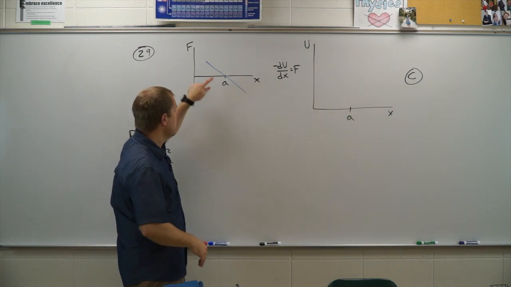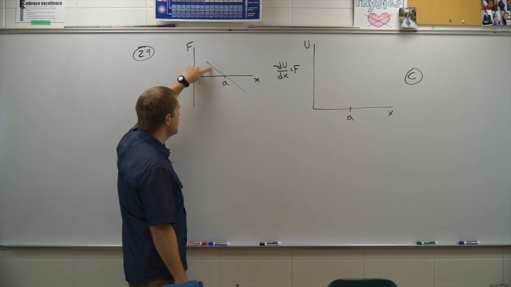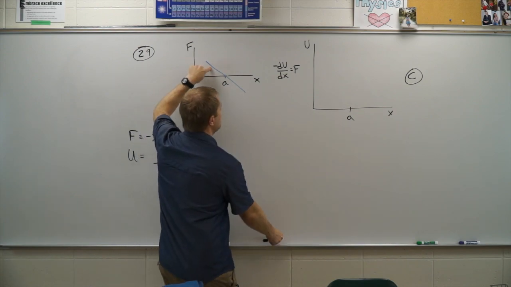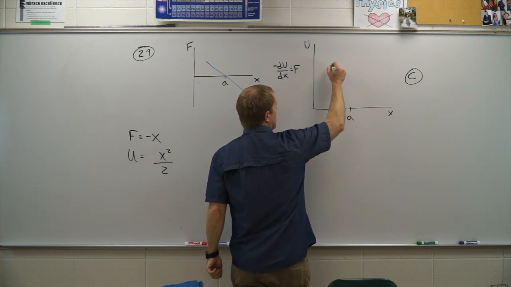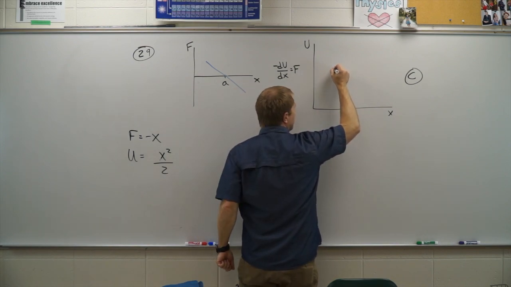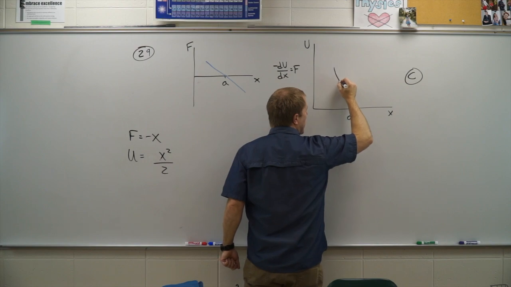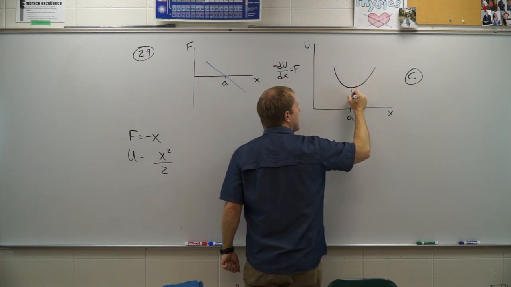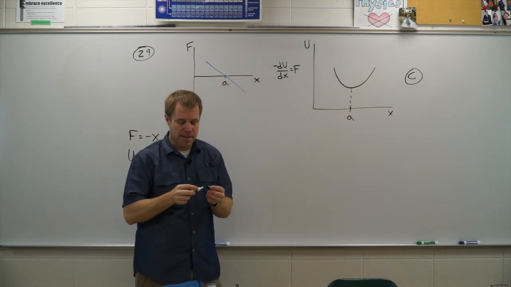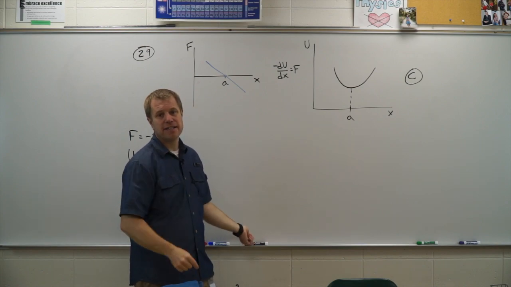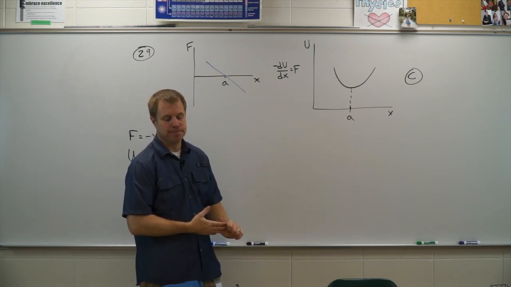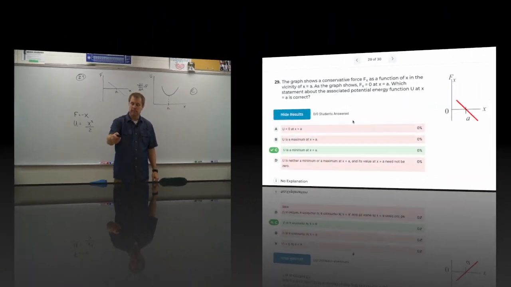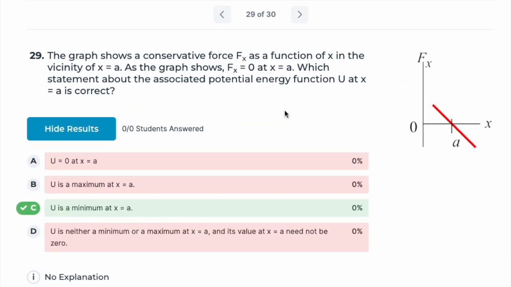The other way to think about that is that I have a positive force here. That means I have to have a negative slope. And then over here I have a negative force, so I need a positive slope. And at A it's got to be 0. So I end up with this minimum in my potential energy function. Correct answer, C. Correct, now it's at a minimum. And again, you really got to create that potential energy function.